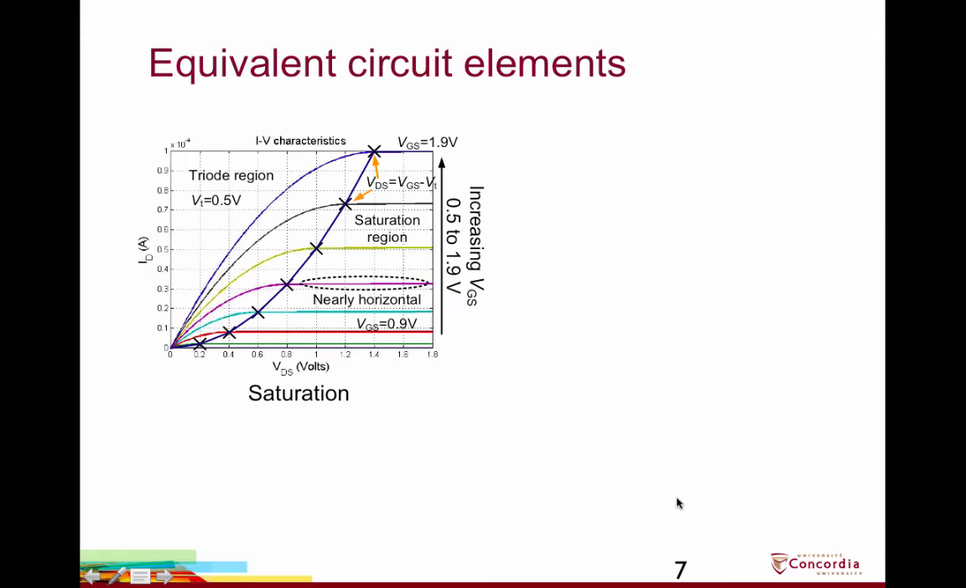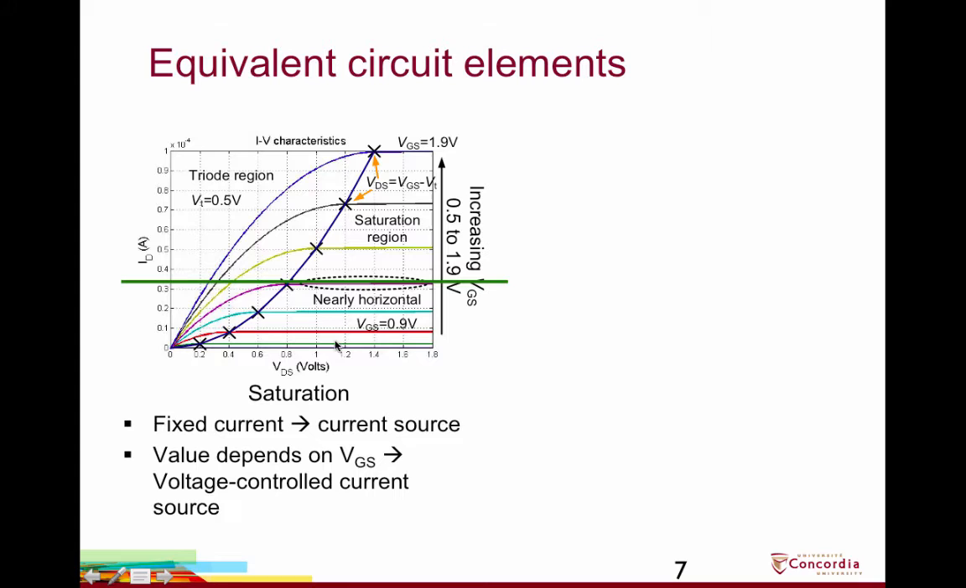Let's think a little bit more about equivalent circuit elements for the MOSFET in the two regions of operation. In saturation, we said the current is almost constant, a nearly horizontal line. So let's draw a horizontal line here. A horizontal line means a certain amount of current regardless of the drain source voltage. So from the point of view of the drain source voltage, this is looking like a current source because the current is independent of the voltage across those terminals. Fixed current implies current source. Now, the value of that current depends on VGS. Bigger values of VGS, bigger values of drain current. And so that dependence on VGS implies a voltage-controlled current source.